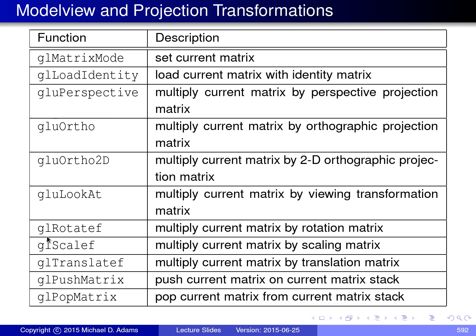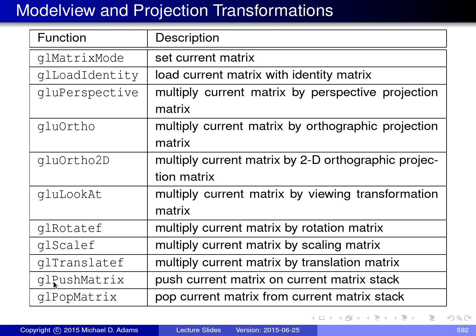glRotatef multiplies the current matrix by a rotation matrix, so in other words, it performs a rotation. glScalef multiplies the current matrix by a scaling matrix, in other words, it performs a dilation. glTranslatef multiplies the current matrix by a translation matrix, so it performs a translation. And then the two remaining functions, glPushMatrix and glPopMatrix, provide the functionality of a stack.